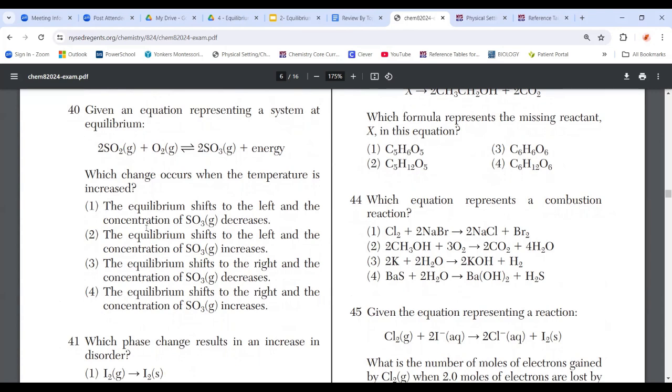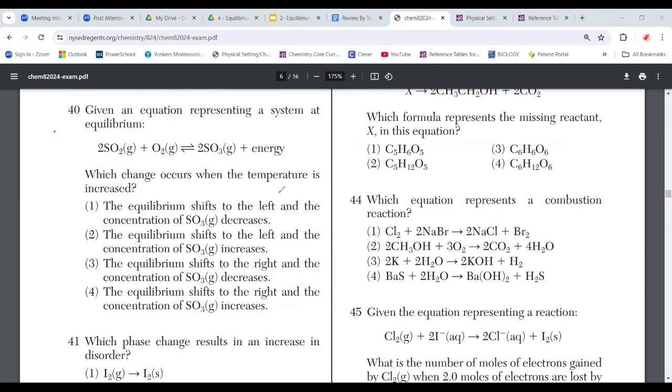So first off, before I even start reading the question, I'm going to remind you that one of the things you want to do when you have these long answers is cut each answer in half. So if you read this first answer, it says the equilibrium shifts to the left and the concentration of SO3 decreases.